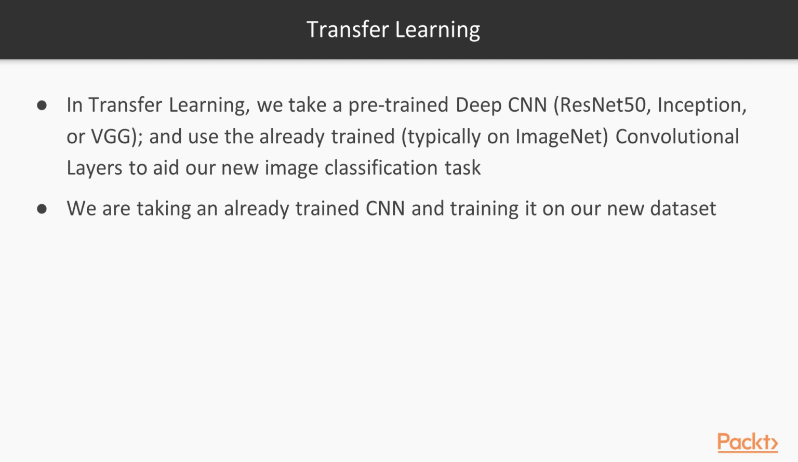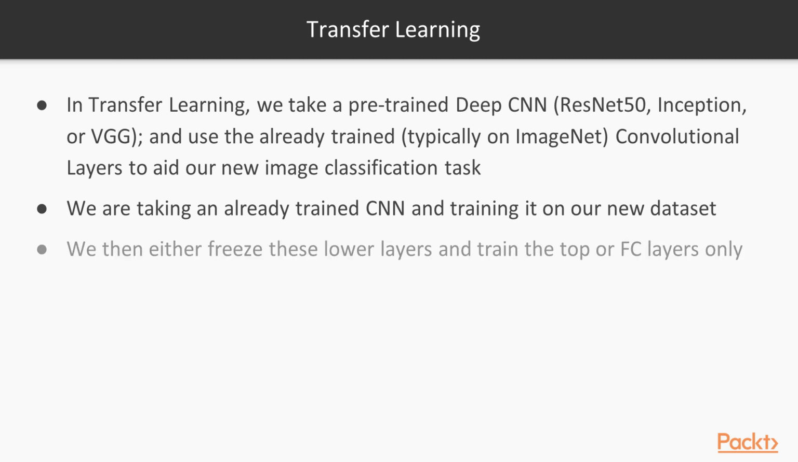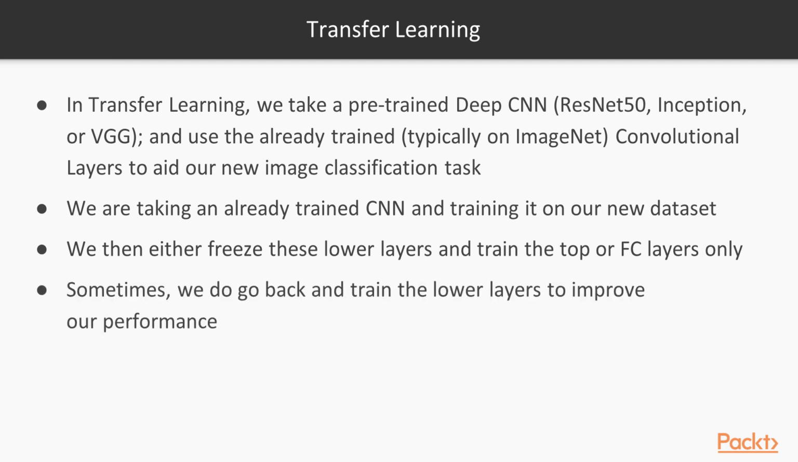I'm going to explain it to you with some diagrams in the next few slides. But what I'm going to say is that we freeze the lower layers of those pre-trained CNNs and just train the top layer, or the fully connected layers only. You can even train more, depending on what layers you want to freeze and what layers you don't want to freeze. And as I say here, sometimes you can go back and train the lower layers if you want to improve your performance.